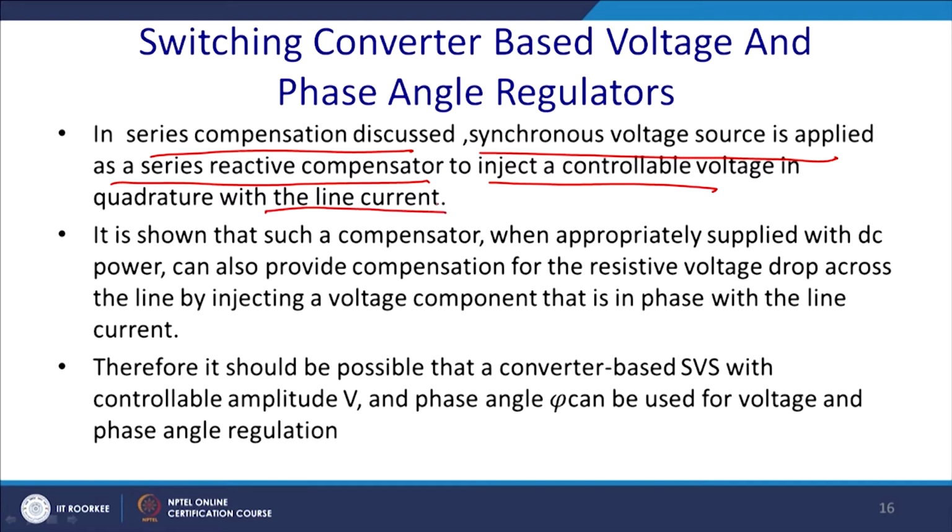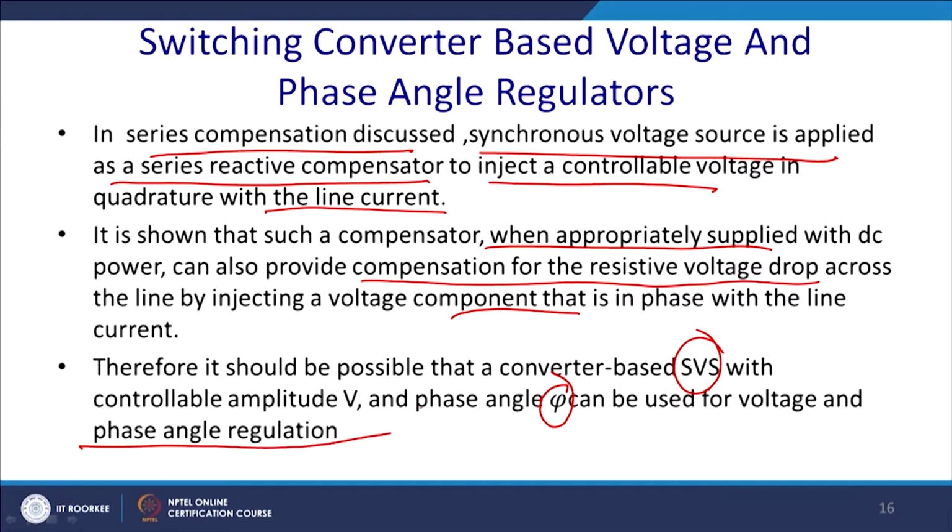It is shown that such a compensator, when appropriately supplied with a DC source or DC power, can also provide compensation for the resistive drop across the line by injecting a component that is in phase with the current. Therefore, it should be possible that a converter based SVS with controllable amplitude V and phase angle phi can be used for voltage and current regulation. So, it can control both.